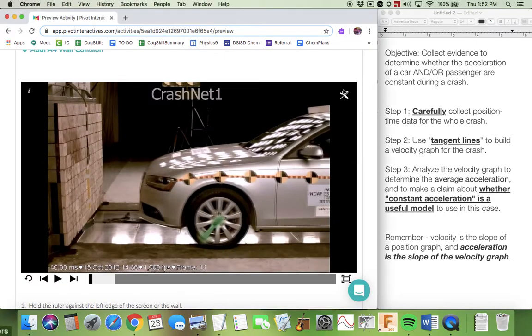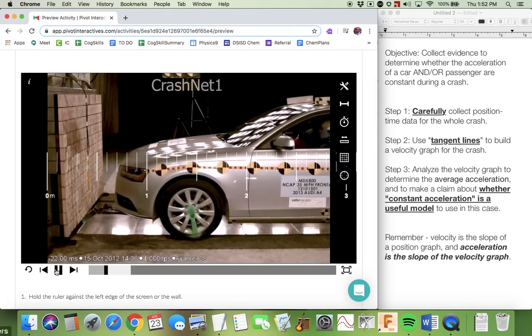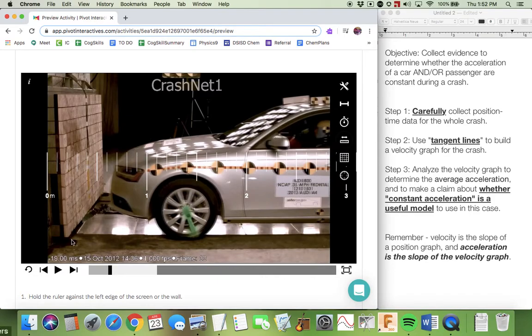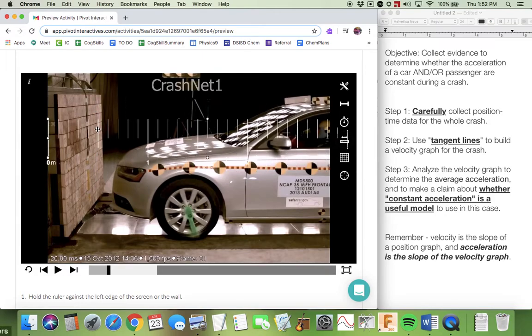When we pull out our ruler, we're only given every tenth of a meter to measure. But let's say I'm trying to measure the position of the head of the passenger starting at 20 milliseconds. I want to try to get at least 2 decimal places on that position number.